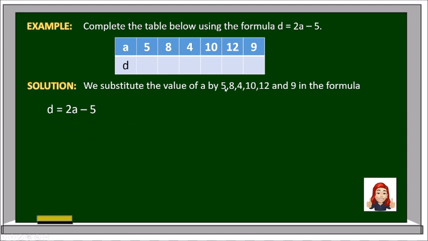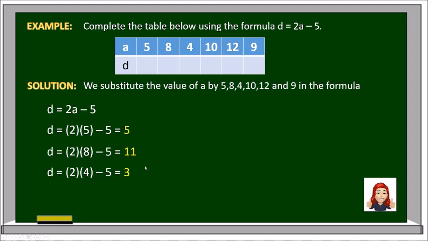First, we substitute A by 5. So D = 2 times 5 minus 5 = 10 minus 5, which is 5. Next, we substitute 8. So 2 times 8 minus 5 is equal to 11. Next number, 4. So 2 times 4 minus 5 is 3. Next is 10. So 2 times 10 minus 5 is 15.